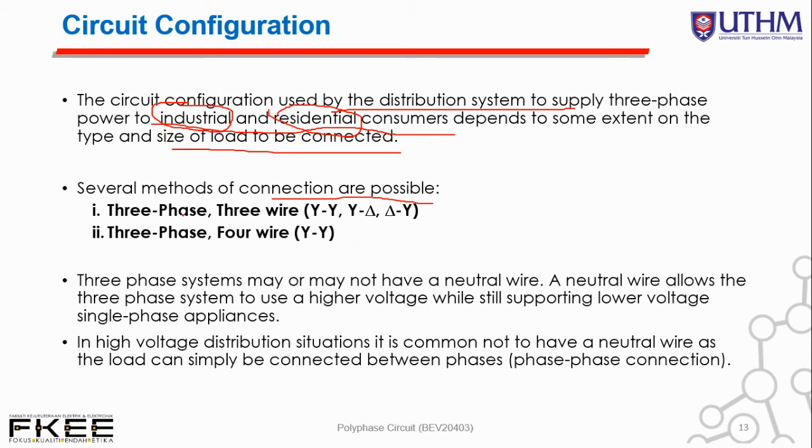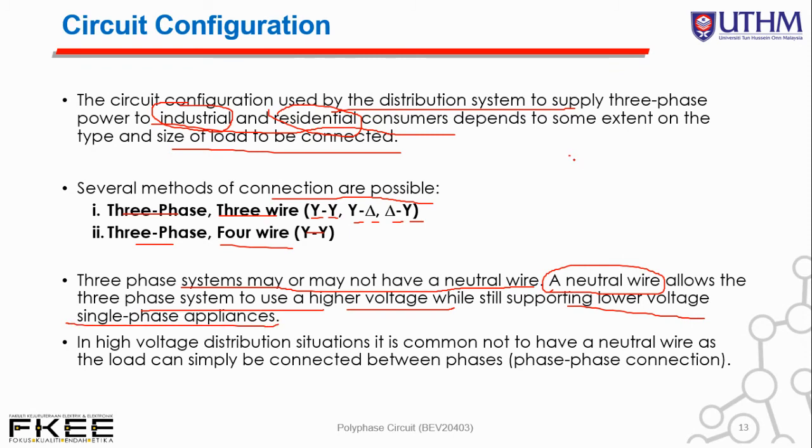For three-phase, three-wire, we have the combinations Y and Y, Y delta, and delta Y. Three-phase, four-wire is only applicable to Y and Y, because of course we have neutral to neutral. So a three-phase system may or may not have a neutral wire. What is the neutral wire? It allows the three-phase system to use a higher voltage while still supporting lower voltage single phase appliances.